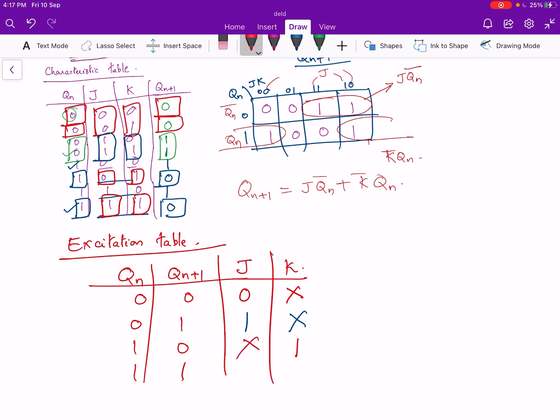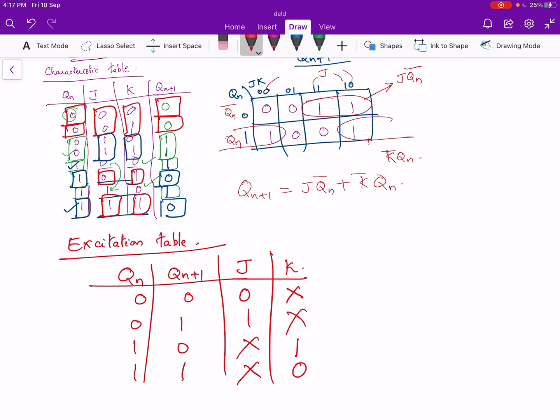Now the last condition is 11. So 11 is Qn is 1 and Qn plus 1 is 1. So these two are those cases. So correspondingly we can see that J is changing from 0 to 1, but K is the same, K is 0. So we can write K as 0 and J as don't care. So this is the excitation table of JK flip-flop.